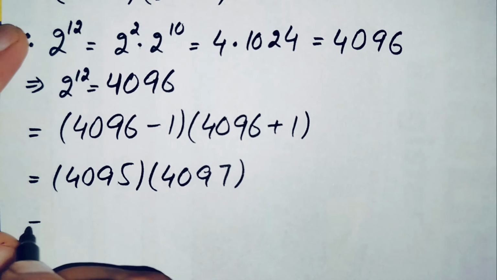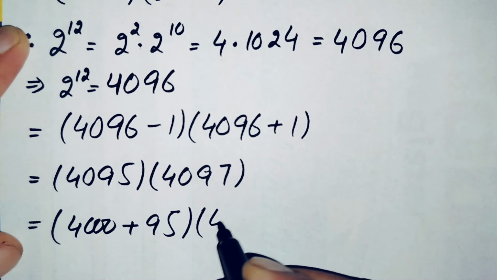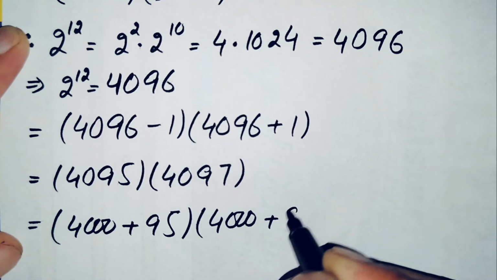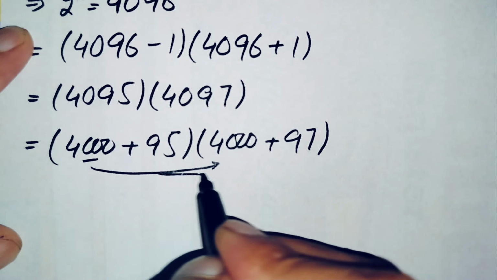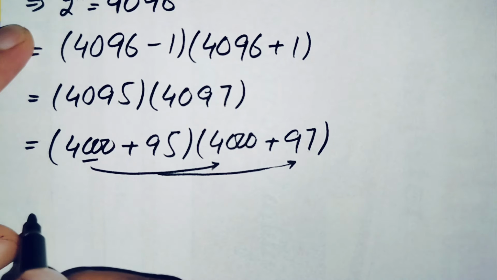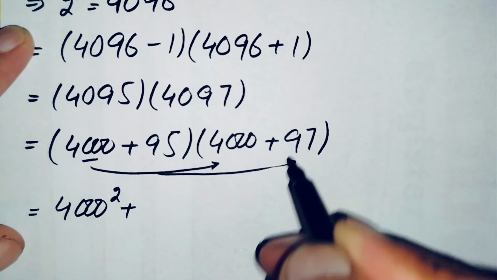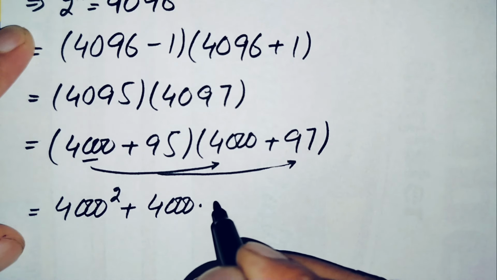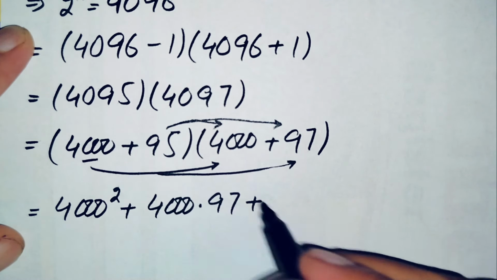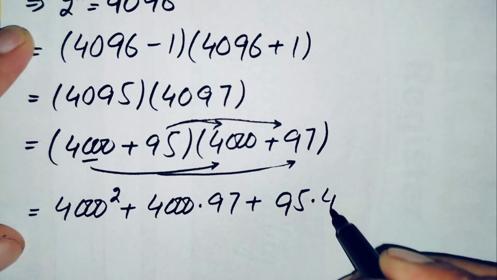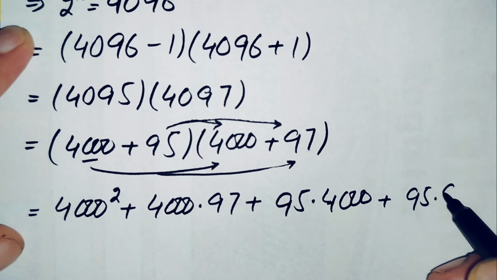Now next we can write these two numbers as, this number can be written as 4000 plus 95, times this number can be written as 4000 plus 97. Here we will multiply these numbers with each other. So first we will multiply this 4000 with 4000 and then with 97, and then we will multiply 95 with these two numbers. So multiplying 4000 with 4000, this will become 4000 square plus 4000 times 97 plus, we will multiply 95 with these two numbers, first with 4000 and then with 97. So this will become 95 times 4000 plus 95 times 97.